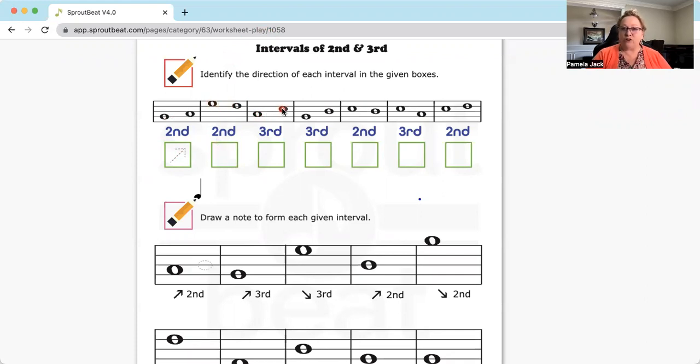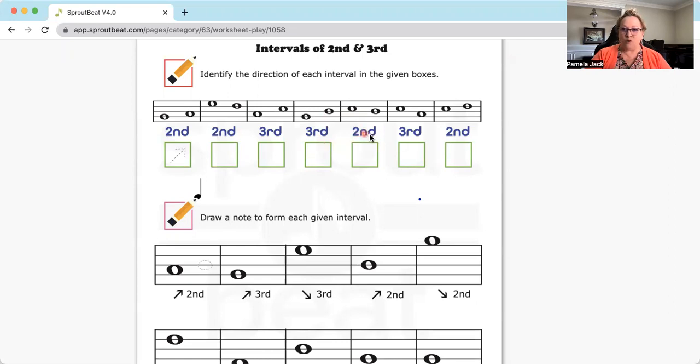Look, here's a third. Oh, remember, thirds and skips, space to space. Skips and thirds are always space to space or line to line. And this one's going up. Let's look at this third. Oh, look, line to line. Thirds are skips. Remember, steps and skips, we're just talking about white keys. We're not talking about black keys at all. 1, 2, 3. We can count it. See, 1, 2, 3. And this one's going up.